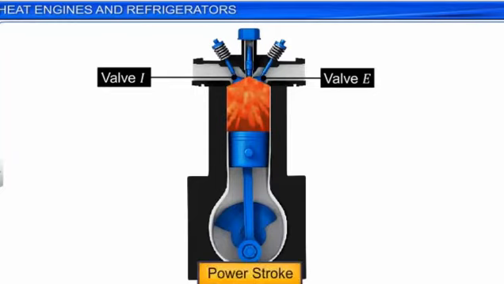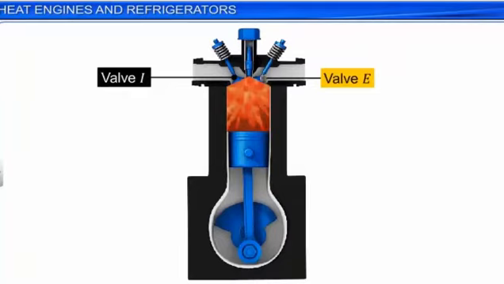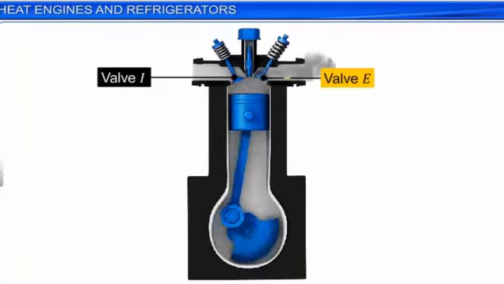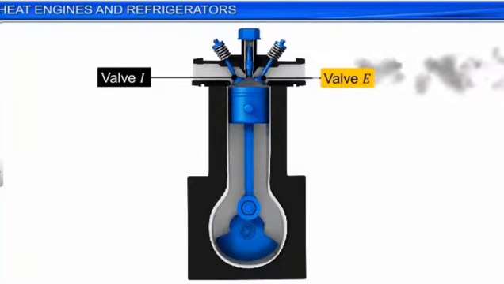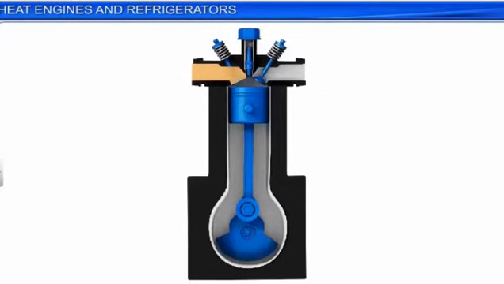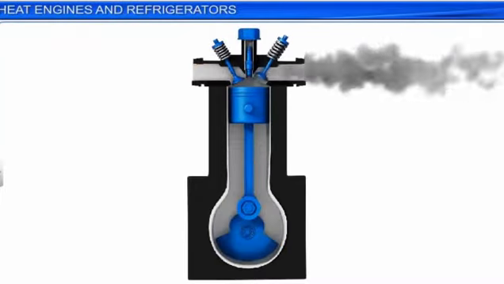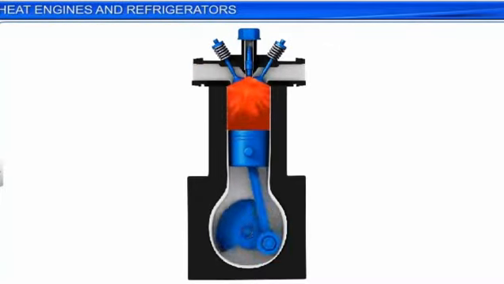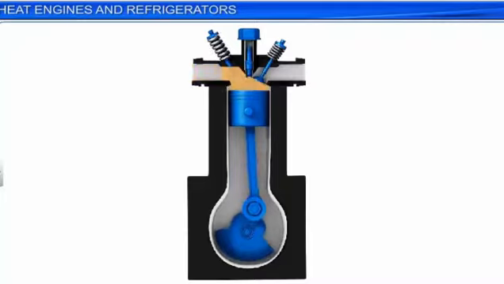Now, valve E is opened. The piston moves up and pushes the burnt gases out. This is called the exhaust stroke. In every cycle, the piston repeats all these 4 strokes. Hence, the engine is called a 4-stroke engine.